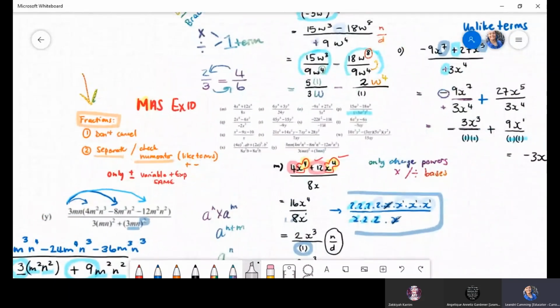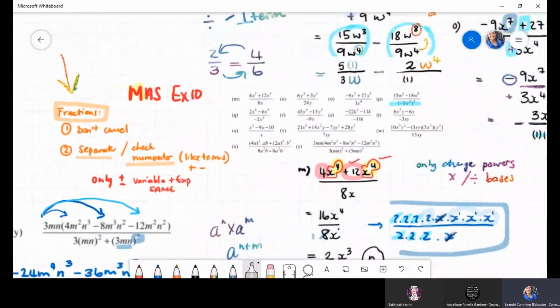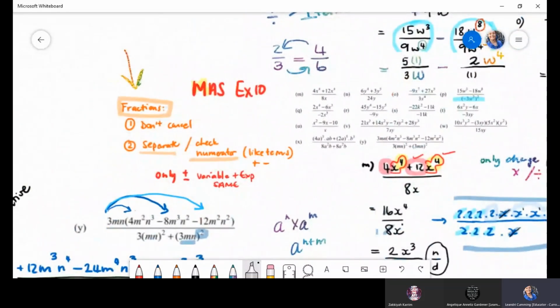So this is from Mind Action Series, exercise 10. I want to encourage every grade 8 learner to really just go through these crucial aspects. If it's a fraction, don't cancel. Separate the terms. You may only add or subtract a numerator or denominator when the terms are identical. Not coefficients. Coefficients do not determine like terms.